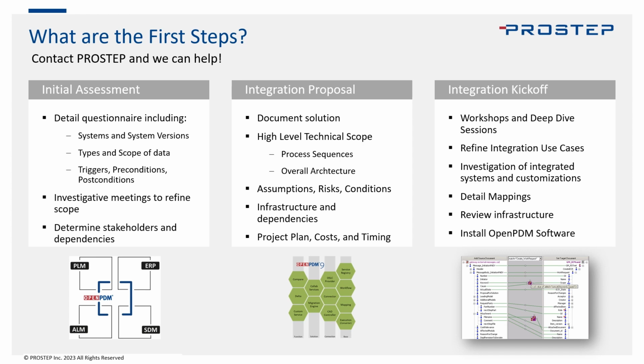From there, we'll generate an integration proposal where we'll document the solution, do a high-level technical scope, including process sequence diagrams and overall architecture diagrams, and document assumptions, risks, conditions, and dependencies to the infrastructure and needs there so that we have everything aligned to get going right away. And then project planning, timing, and costs overall of the project.